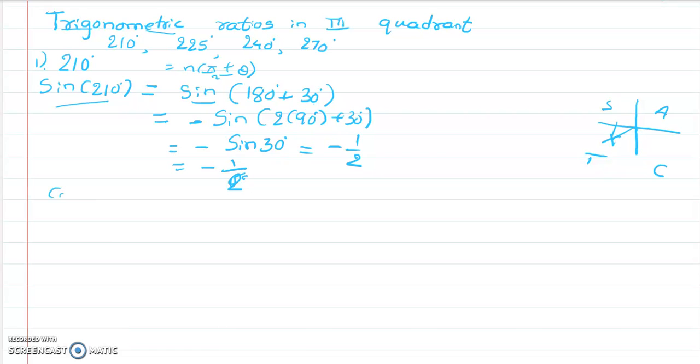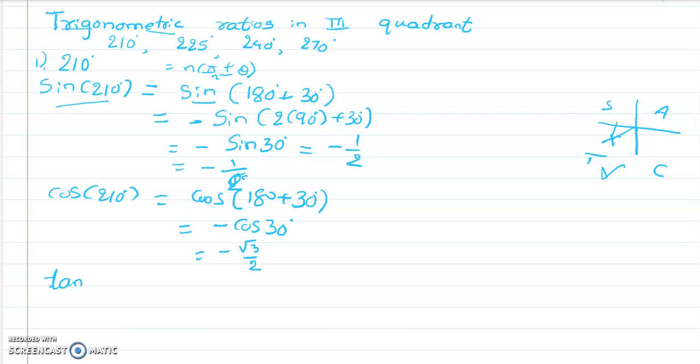Similarly, cos of 210 degree. You will write cos operating on 180 plus 30 degree. 180 is an even multiple, so cos 30 degrees. And you know cos is also negative in the third quadrant, so I will put a minus sign. Minus, what is cos 30 degree? You know the ratio of this is root 3 by 2.